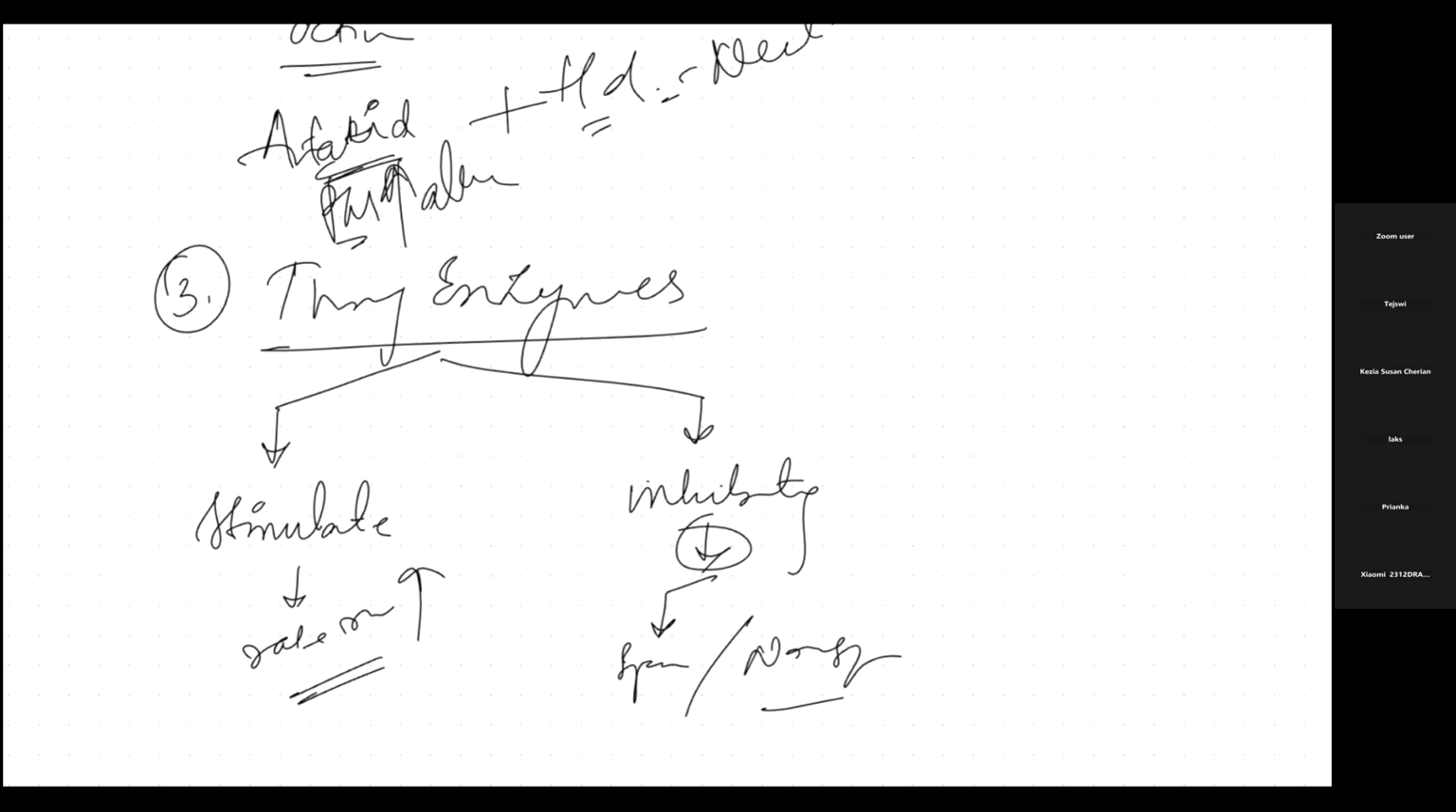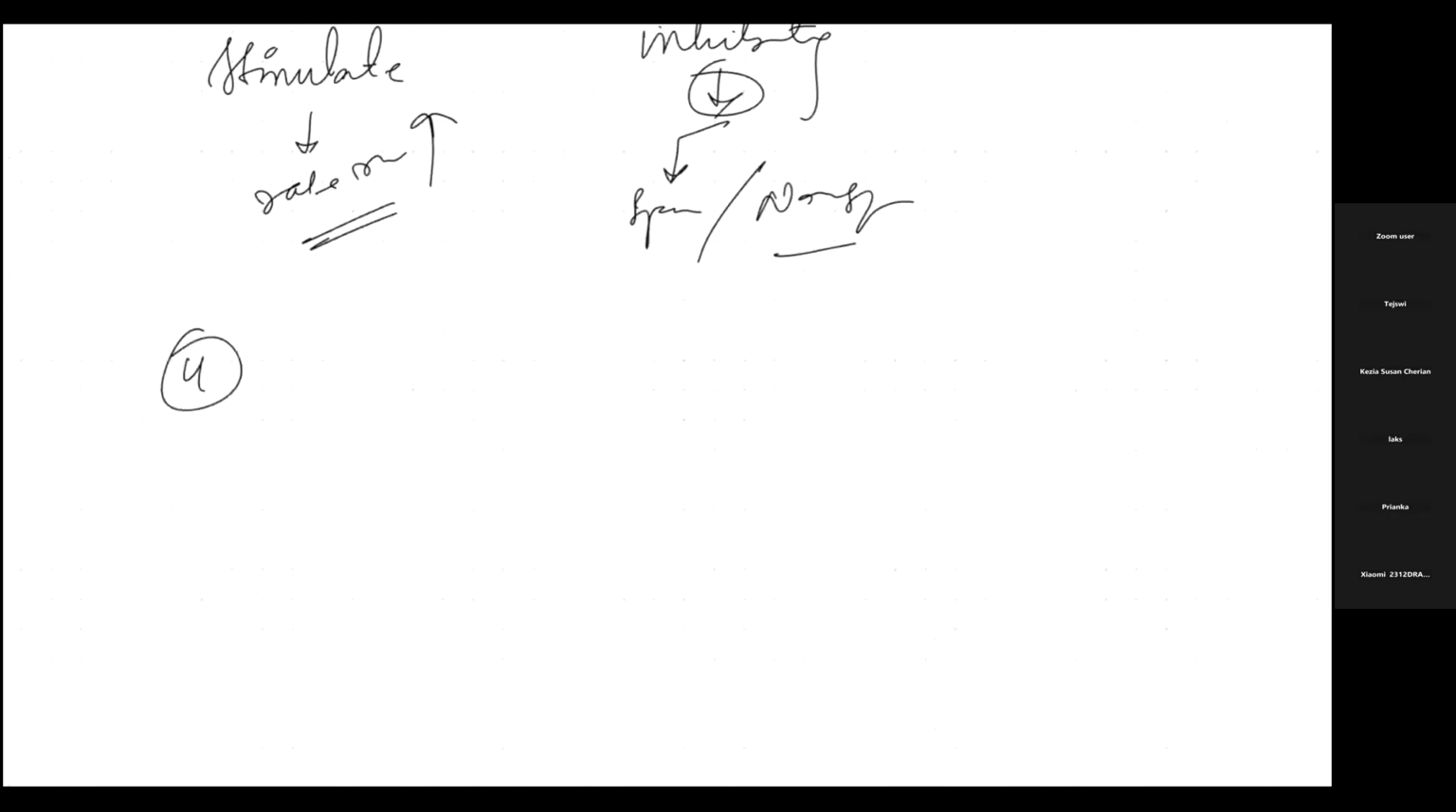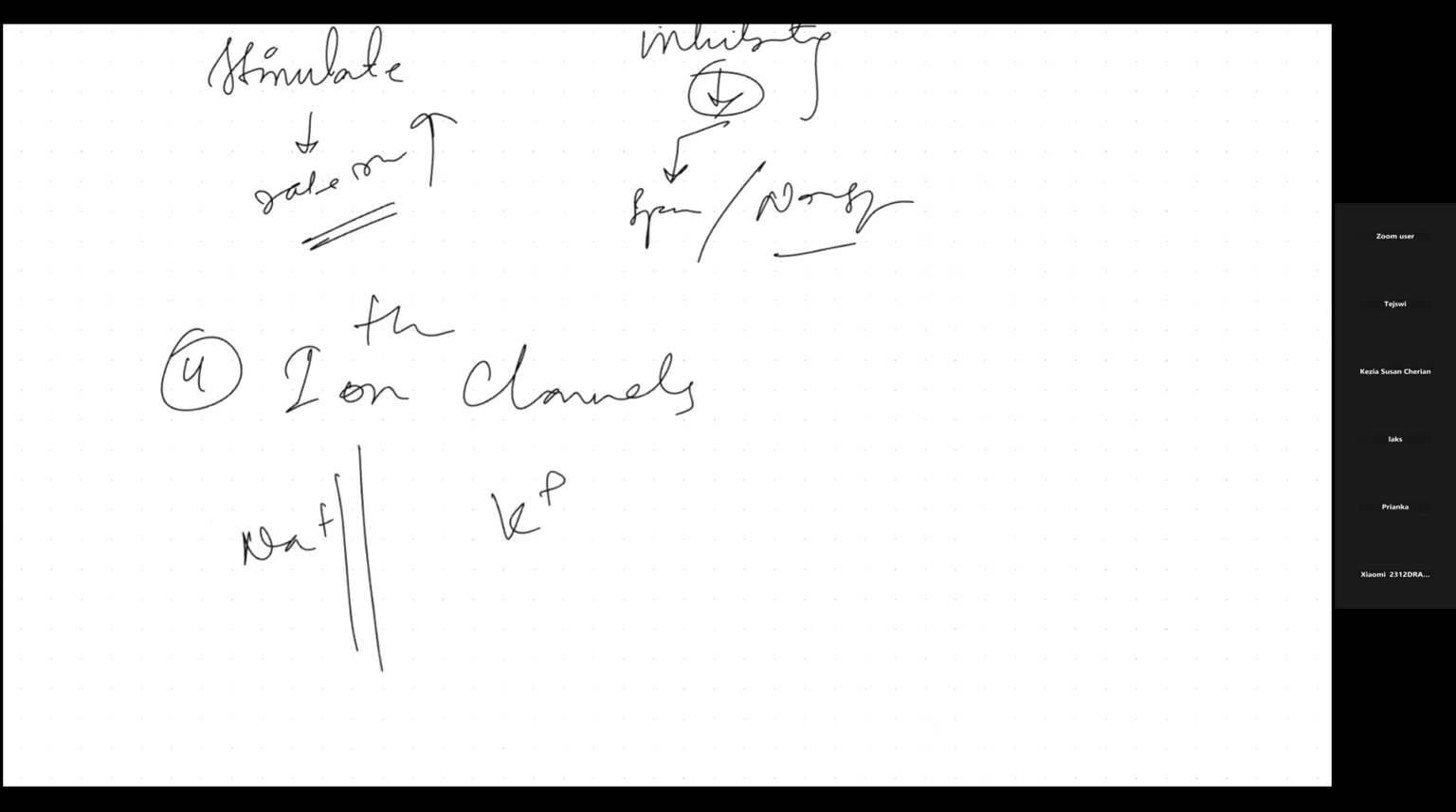Now the fourth one in non-receptor action is through ion channels. Drugs interfere with movements of ions across the specific channels. The most common channels that all of us know are the sodium channels and the potassium channels. So these drugs are going to affect the ions. Either they won't allow them to go, or they will be promoting them to go more.